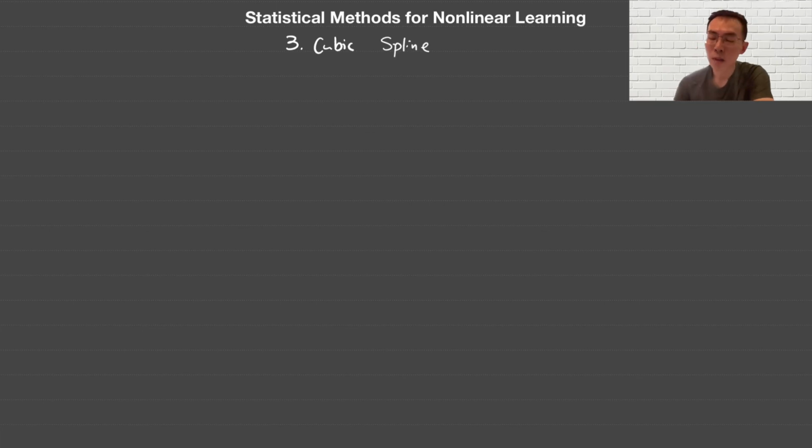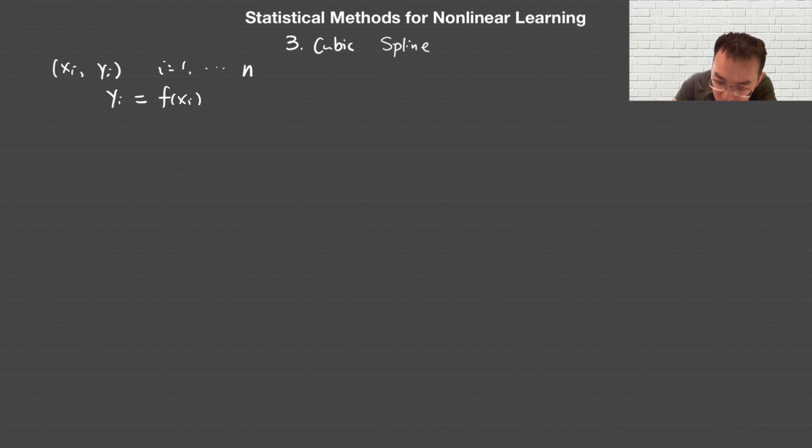Okay, so the problem setup: we are starting with paired data xi and yi, where i goes from 1 to n. For cubic spline, the relationship between x and y actually has no noise in it. Usually, for the regression problem, we have the epsilon i term as noise. But the cubic spline is not really a statistical method. It's more like an interpolation method between data points. So let's just get rid of the noise term.